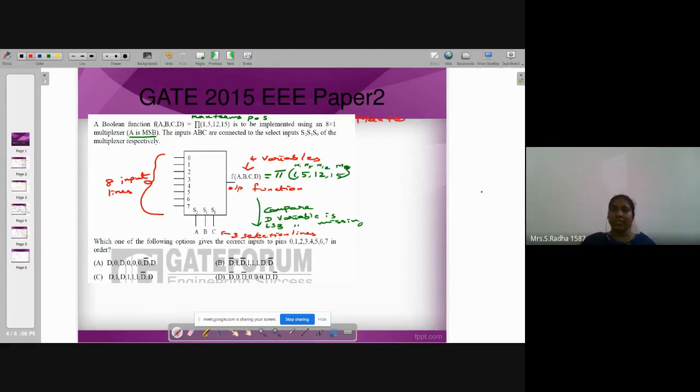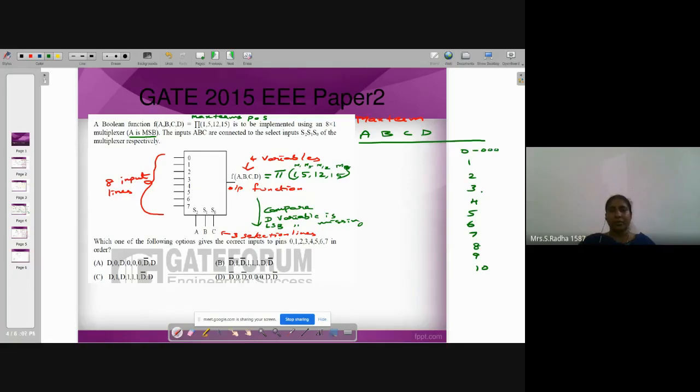If you take max term and the variables are ABCD, and 0, 1, 2, 3, 4, 5, 6, 7 are present. If somebody is doing along with me and you are getting an answer, kindly post in the chat box. So all zeros, how will you write this? 0 means it is 4 zeros.